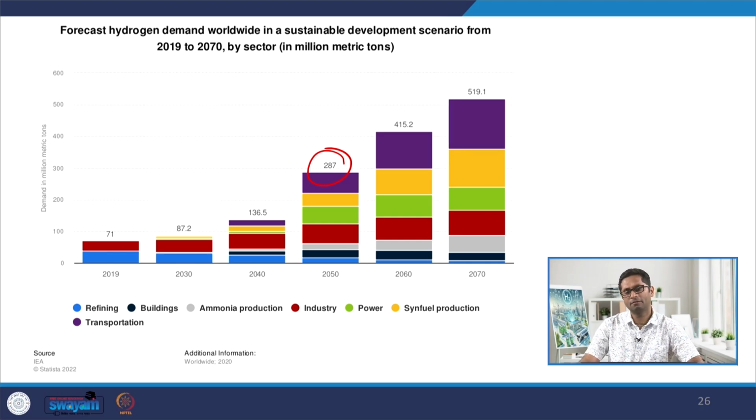So, let us take this value and try to estimate that if this was the hydrogen production maybe 25 years from now, what would be the number of sequestration sites required if I am assuming that I will be using wholly blue hydrogen.